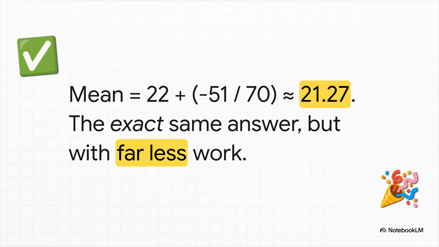So we just plug in our numbers. We take our guess of 22, and we add our sum of deviations, which was negative 51, divided by the total frequency, 70. That gives us 22 minus about 0.73, which equals 21.27. The exact same answer as that brute force method. But wow, that was so much less effort.